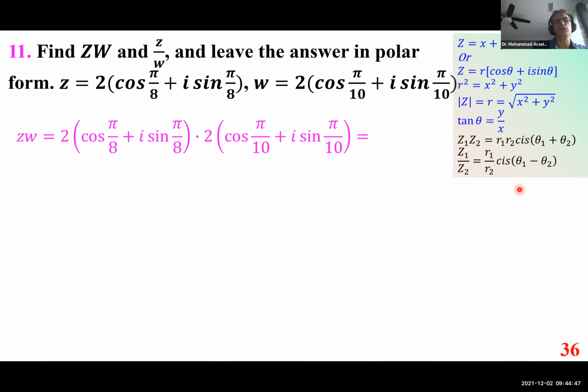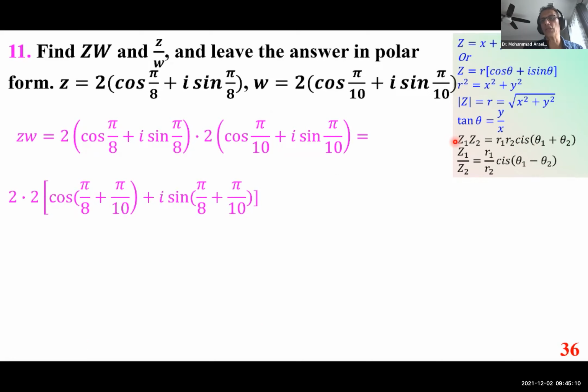So let's follow that. I'm going to multiply these two numbers. Both of them happen to be 2. They don't have to be. 2 times whatever this number is. So 2 times 2 is 4. And then according to this formula, cosine of pi over 8 plus pi over 10 plus i sine of pi over 8 plus pi over 10. According to this formula, everybody. So all you have to do is add them up.